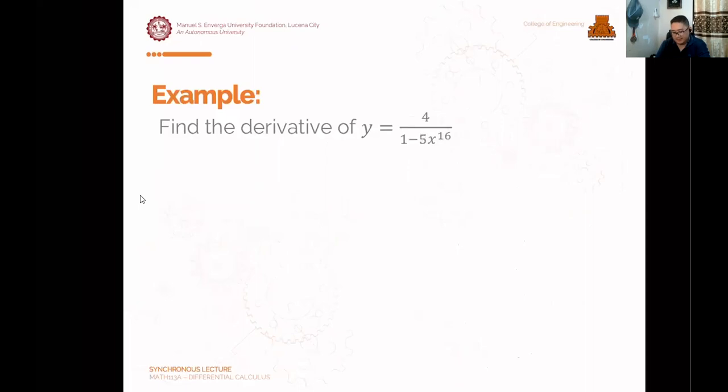Ano pa ba? Ayan. So, yan. Find the derivative of the given function, 4 all over 1 minus 5x raised to 16. So, sige, patry ulit. I think, pang ilan na ba to? This is second to the last. No? Second to the last na to. So, almost the same to nung example kanina. Nag-iba lang yung exponent nung denominator. Okay, what should be the answer?